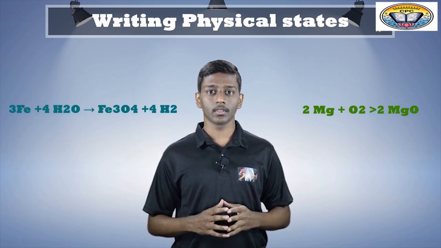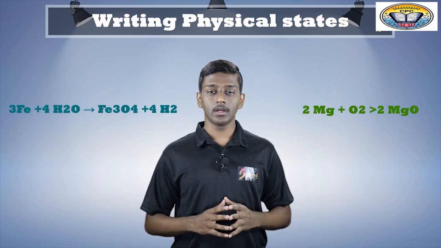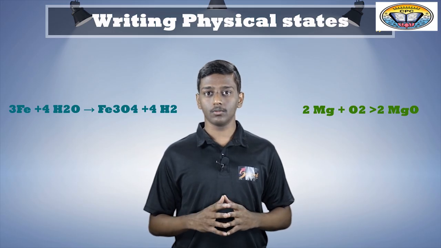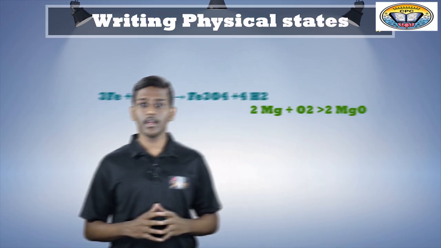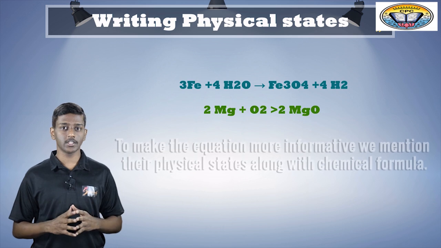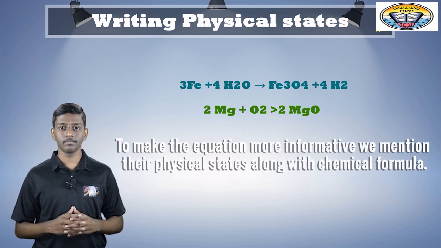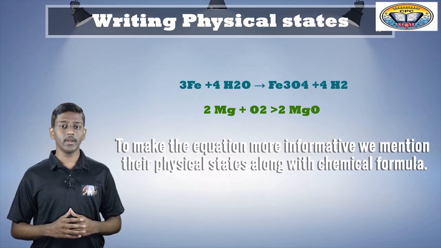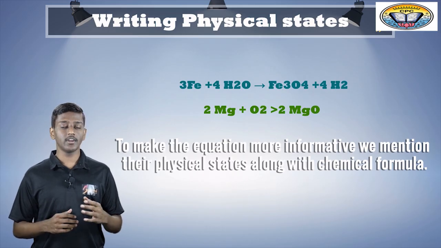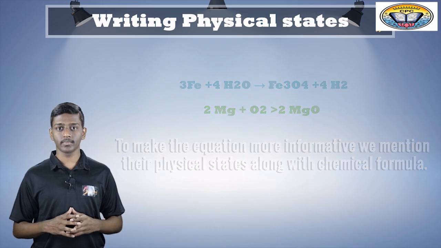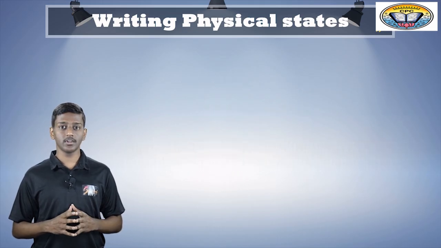Writing physical states. Let us see these two equations. They are balanced, but they are not explanative. That is, they don't give any information about the physical state of the element or the compound present in the equation. To make it more informative and explanatory, we write the physical states next to the compound or the element. Physical states are represented within the brackets.